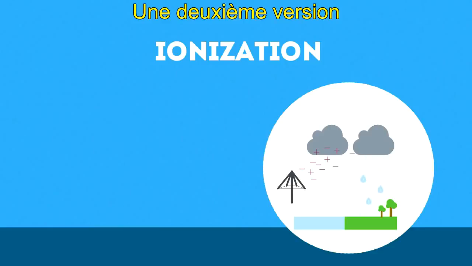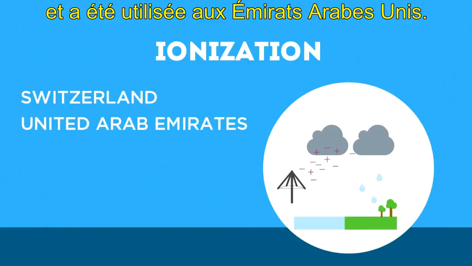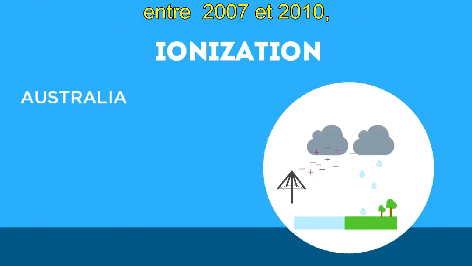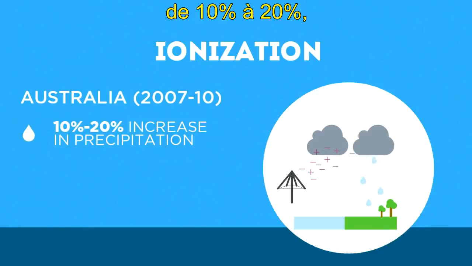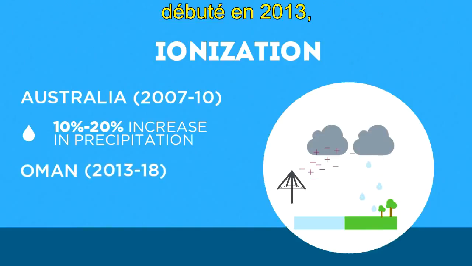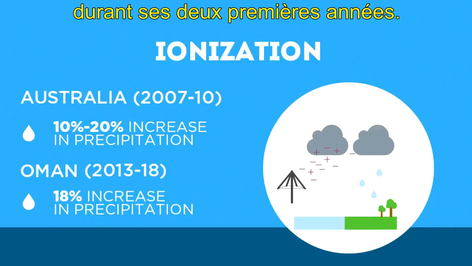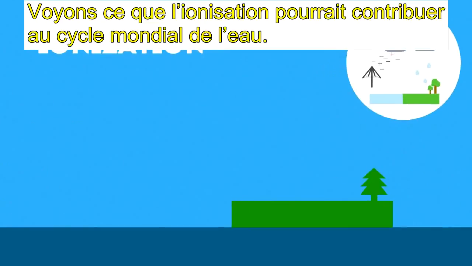A second version of atmospheric ionization technology was developed in Switzerland and was then utilized in the United Arab Emirates. Trials with these systems in Australia from 2007 to 2010 consistently increased precipitation between 10 and 20%, and a 5-year trial program in Oman, starting in 2013, has increased precipitation by 18% during the first 2 years of operation. Let's see how ionization could add to the global water cycle.